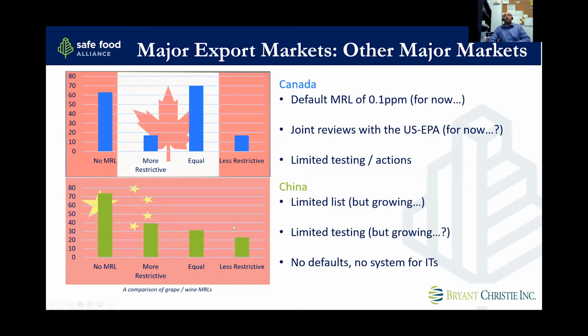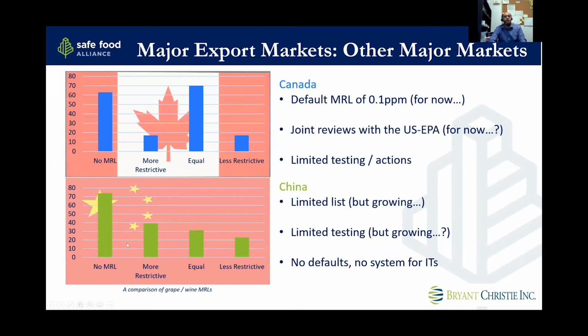Canada, for a long time, you can see that there are a lot of MRLs that are the same as the United States. We've always done a lot of joint reviews with the US EPA, but that seems to be going away, or at least the word is that they're kind of moving away from that joint work with the EPA. They also had a fairly generous default MRL of now 100 parts per billion, so 10 times higher than EU and Japan. But the word is that that also might be going away soon. But there is, compared to the other locales, maybe more limited testing and penalties.